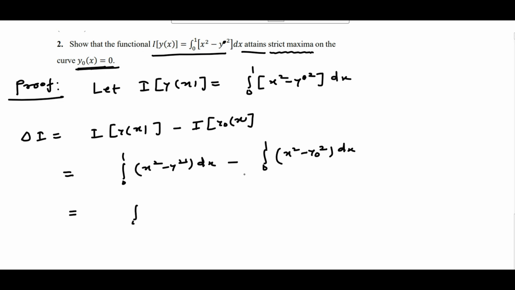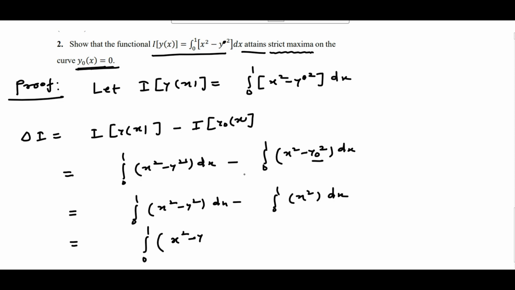This value is equal to the integral from 0 to 1 of x square minus y square dx minus the integral from 0 to 1 of x square, since y naught is 0, dx. By using the property of definite integrals, if the limits are the same, we can take the common limits 0 to 1, which gives x square minus y square minus x square dx. From here, the x square part cancels out. So now further we can write minus y square dx.